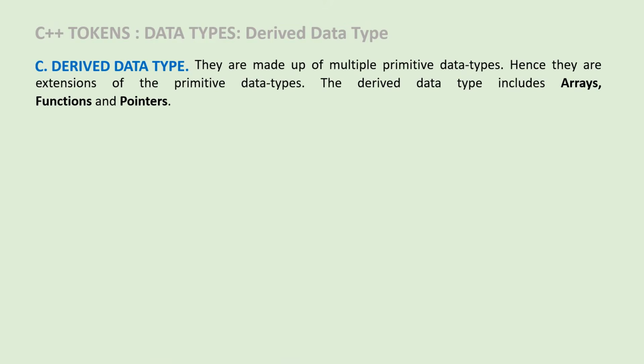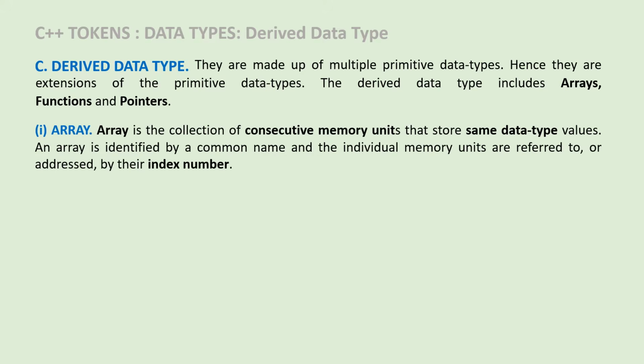They are made up of multiple primitive data types. Hence they are extensions of the primitive data types. The derived data type includes arrays, functions, and pointers. The array.